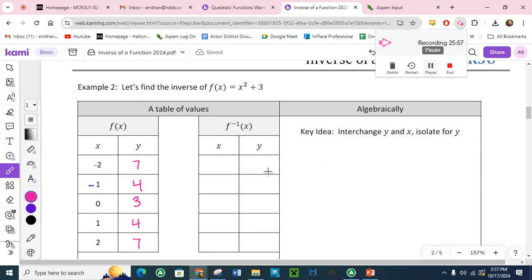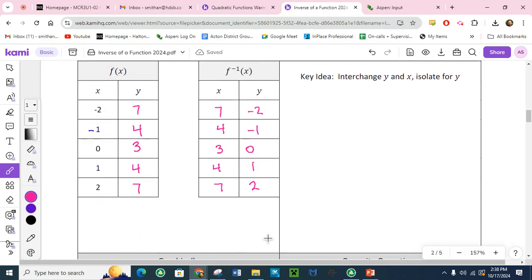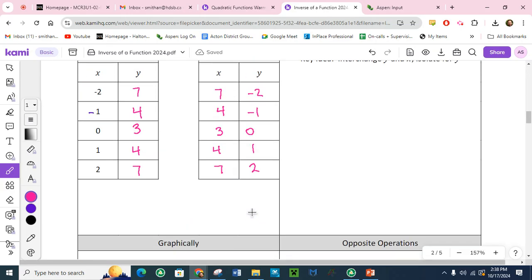Here we go. So the inverse function, you just flip-flop the x and y. So 7, negative 2, 4, negative 1, 3, 0, 4, 1, and 7, 2. Did you guys get the same thing? I wonder what the inverse of a parabola looks like when we graph it. Who can say? I don't even know.